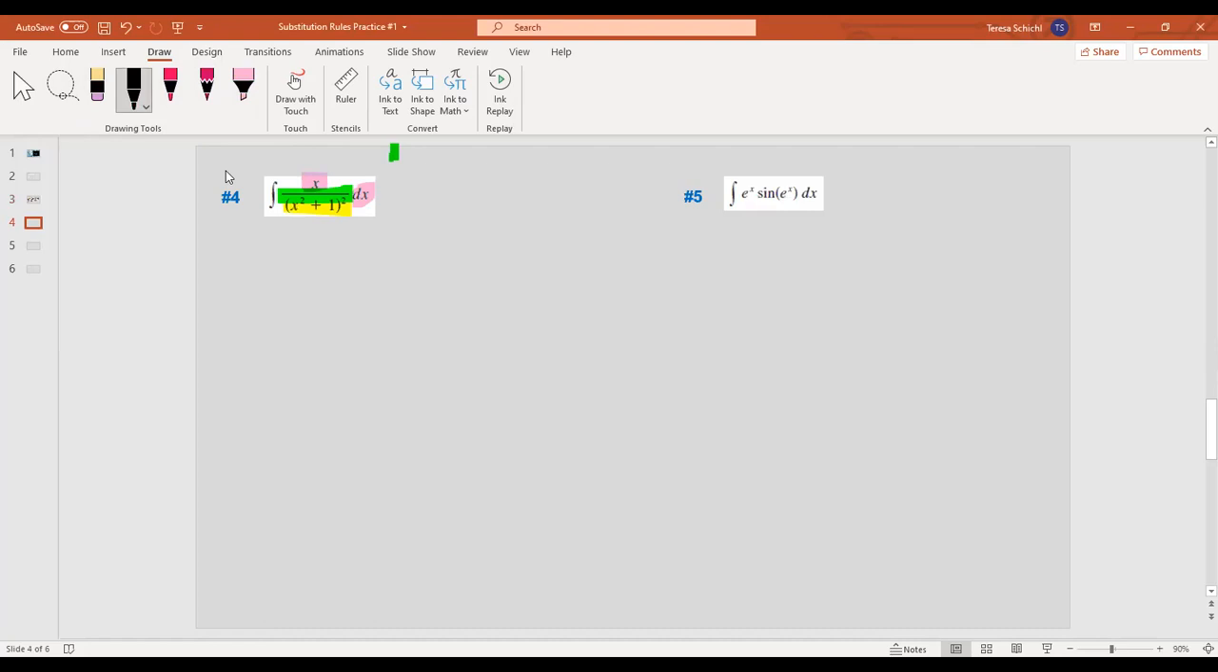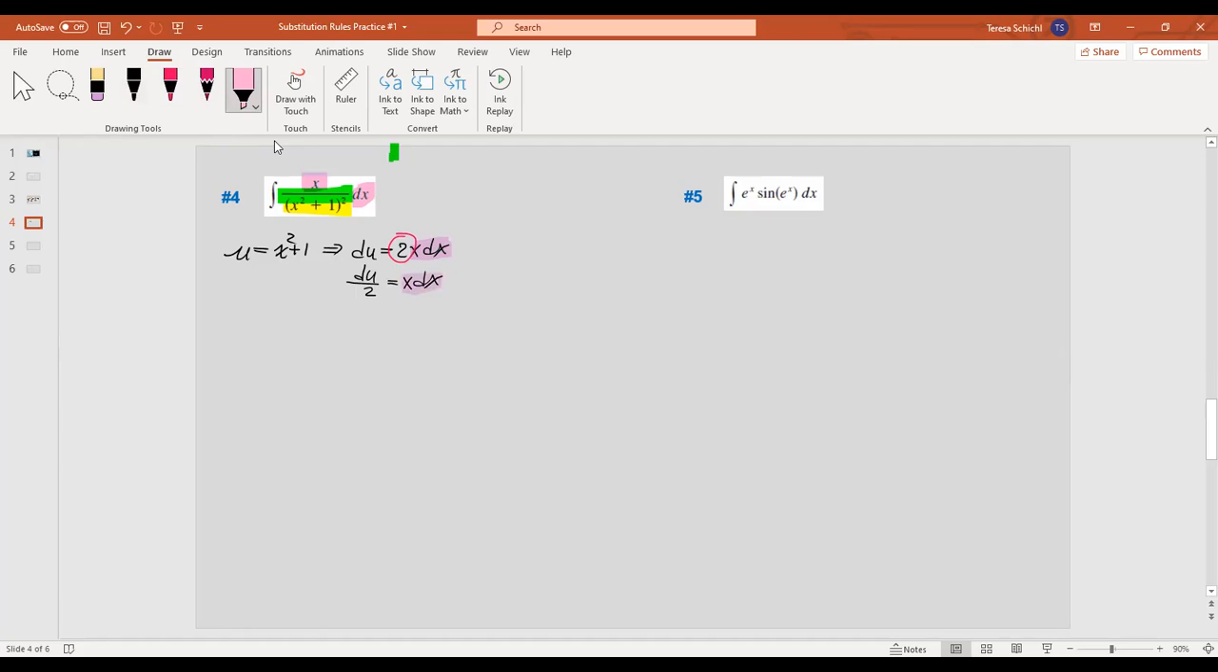So here we say u is equal to x squared plus 1. Then du is equal to 2x dx. You have x dx remaining here, so you probably got it right. And for the constants, it doesn't matter, because we can always divide. So x dx will be du over 2.